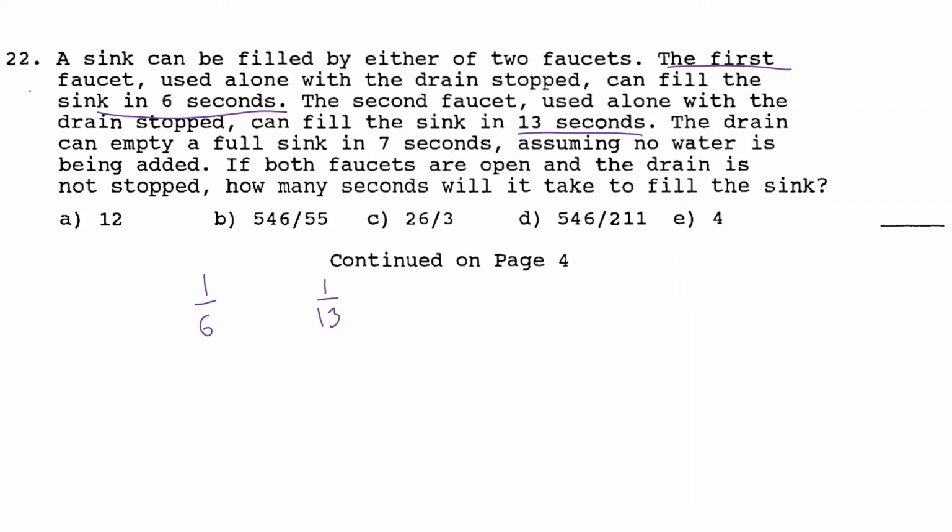Now, the drain can empty a full sink in 7 seconds. Assuming no water is being added, if both faucets are open and the drain is not stopped, how many seconds will it take to fill the sink? So, it's 1/6 plus 1/13 minus 1/7. Alright, and that has to be multiplied by x, and that has to be equal to 1. And we have to solve this stupid equation.